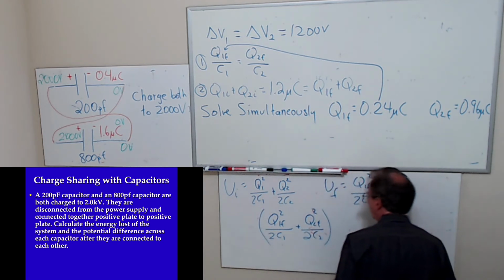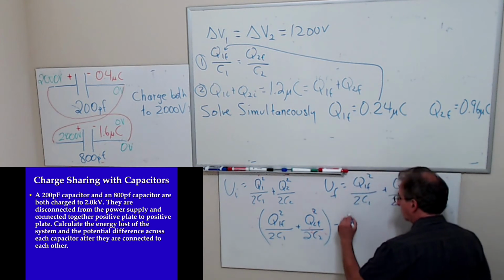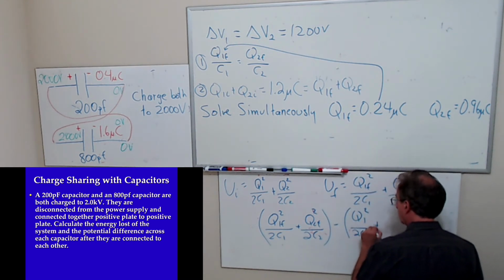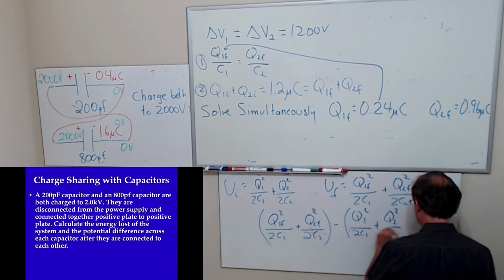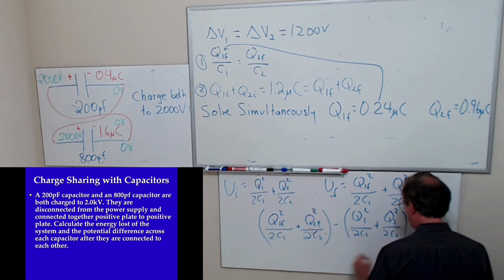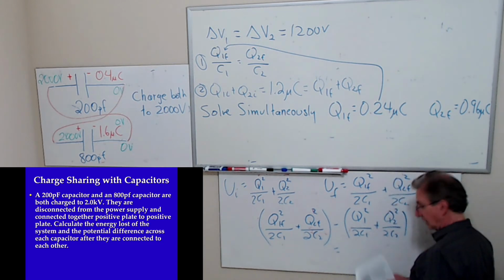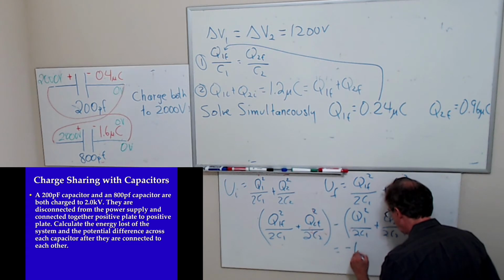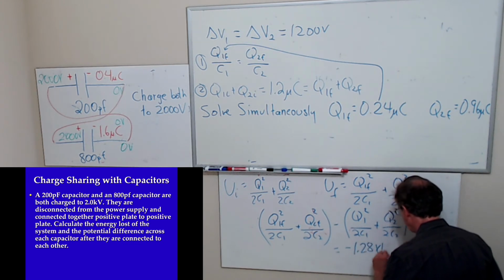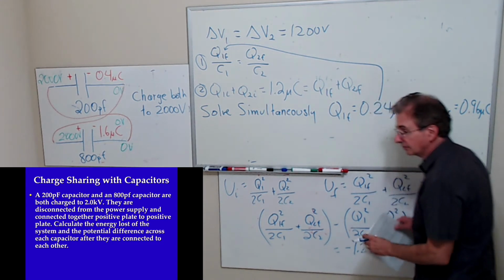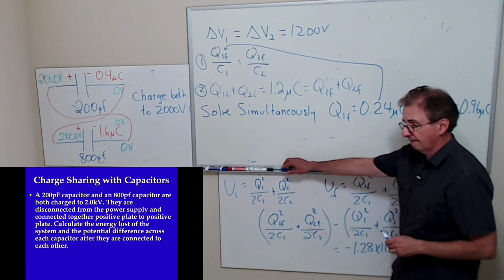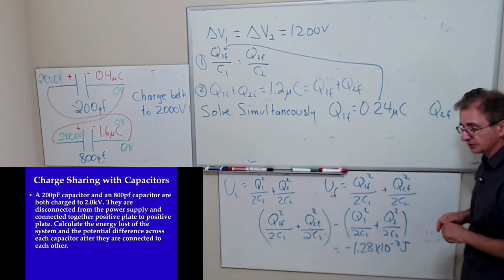By the way, there's multiple ways to set this up. In the interest of time, I'm just going to give you the final result. I get minus 1.28 times 10 to the minus 3 joules. So where did the energy go? Why did we lose energy?